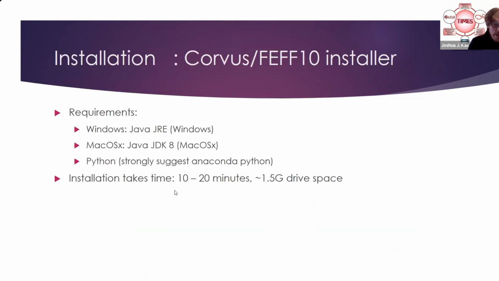So again, let me just run through installation really quickly in case we had people who were not here for the first part. There are some requirements for Corvus itself. You don't need Java, but for the general installer, which installs both Corvus and FEFF10 and JFEF, you'll need Java. And it's different for Mac and Windows. And then you'll also need Python. Again, I strongly suggest that you use Anaconda if you don't know Python well or use it a lot already. But we can work that out over email in the future if you have problems.